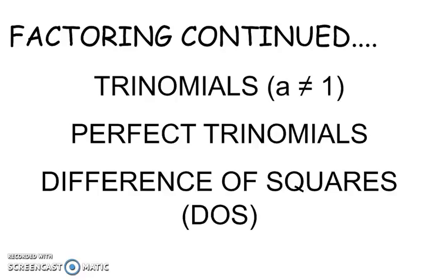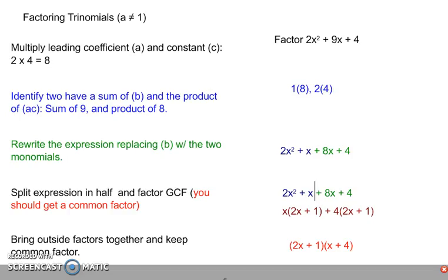Hello, let's continue factoring. We're going to look at factoring trinomials where the leading coefficient is not 1, perfect trinomials, and difference of squares. So we're going to factor trinomials where A is not 1. We're going to do so by grouping.